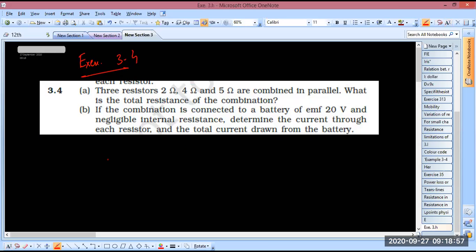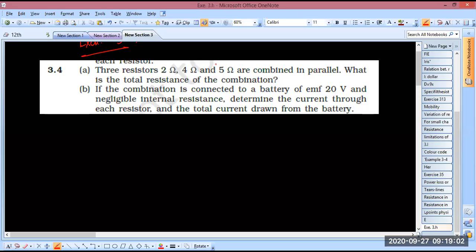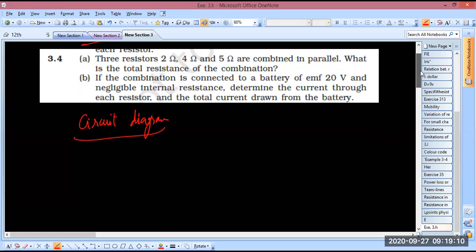Okay. So what is given here? Draw the circuit. Please everyone must draw the circuit diagram. Without that, everything is useless. Okay. So draw circuit diagram.